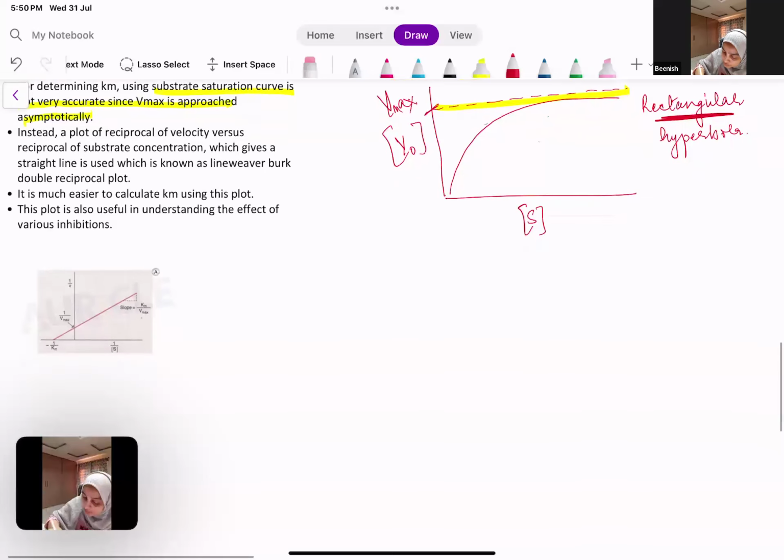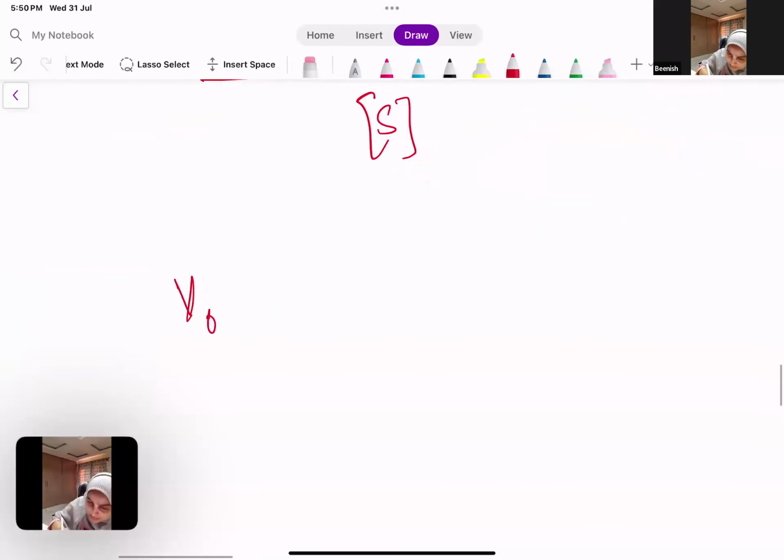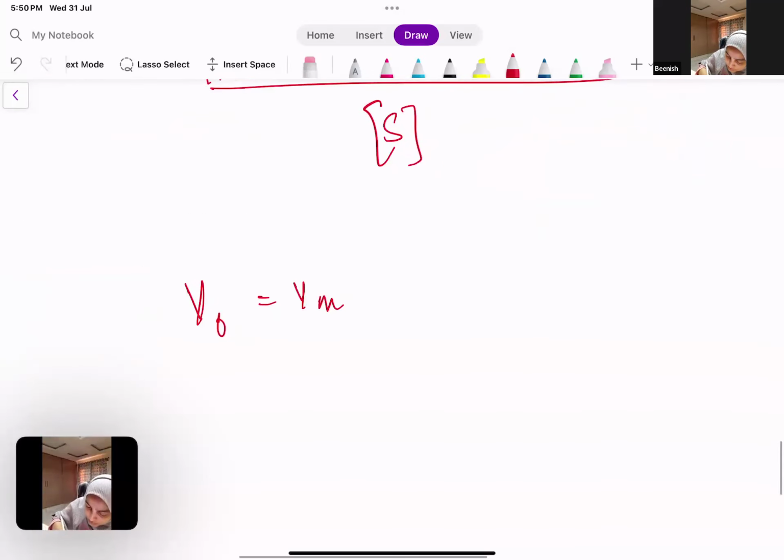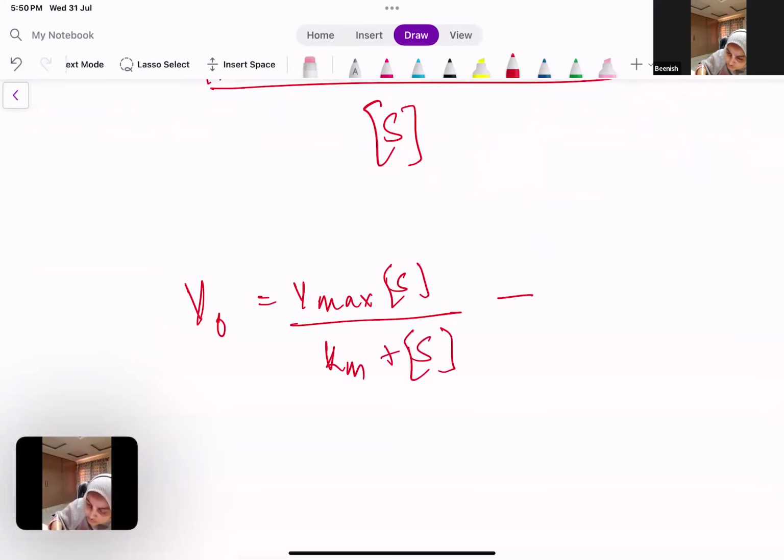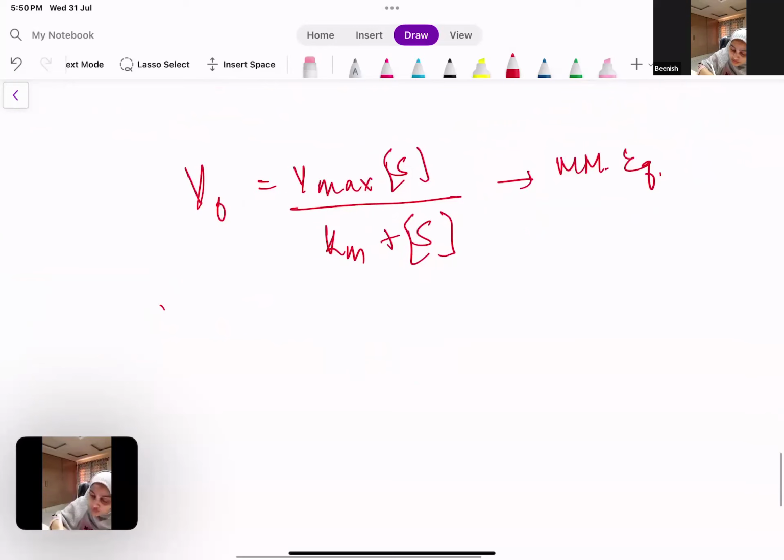So your V naught is equal to Vmax into substrate concentration upon Km plus substrate concentration. This was the Michaelis-Menten equation. Now we're going to take the reciprocal of this equation.